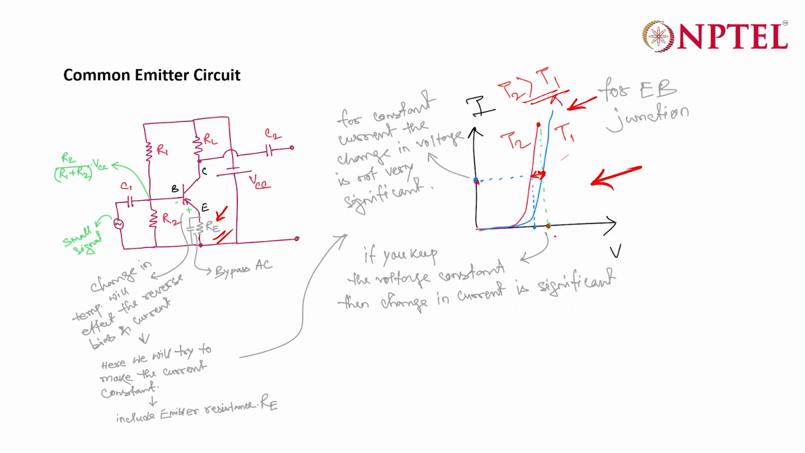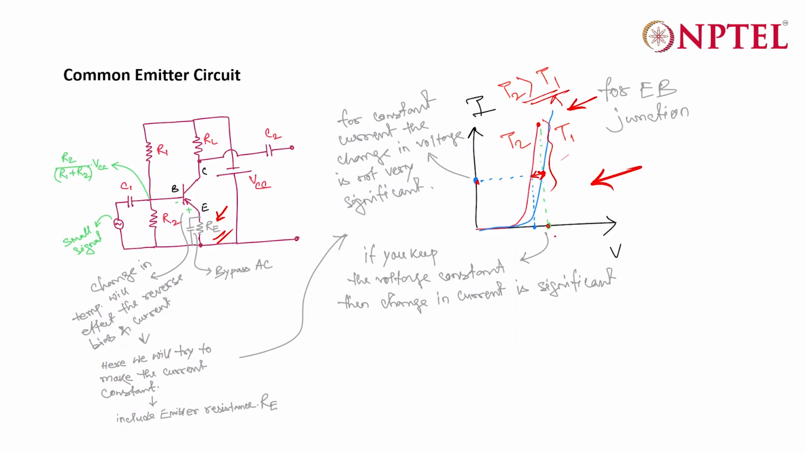But from the device perspective, I am saying why we try to maintain or keep the current constant, or try to control the current rather than controlling the voltage, because controlling voltage anyway will not help. In forward bias condition, the change in the current due to the temperature for a single voltage is very, very high.